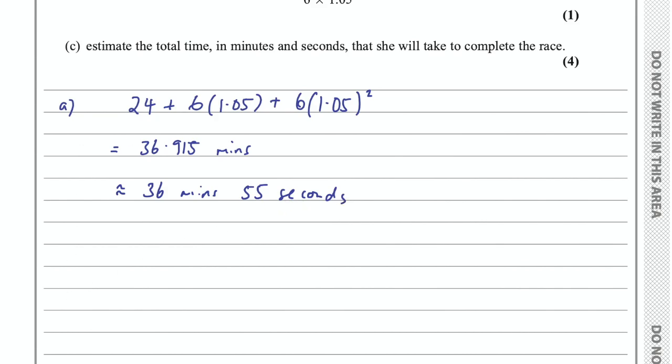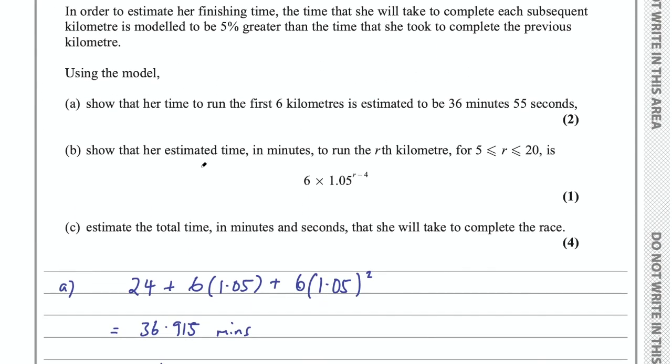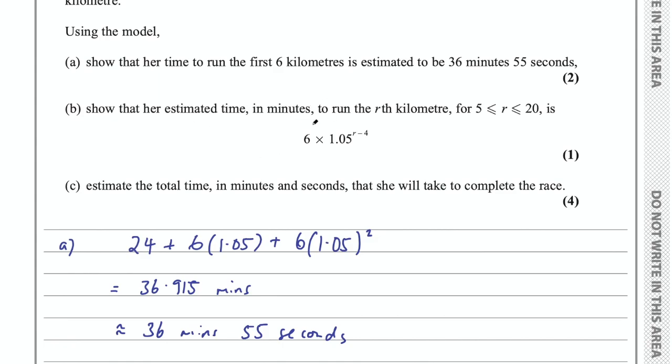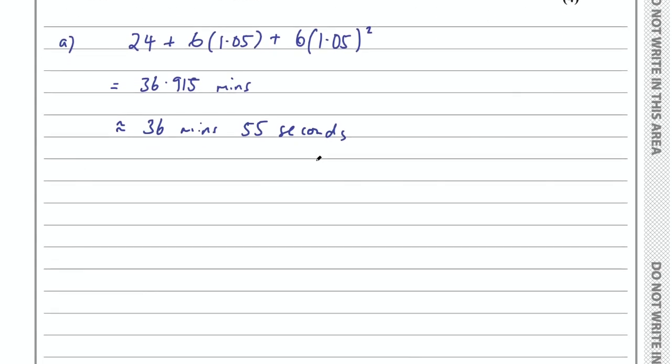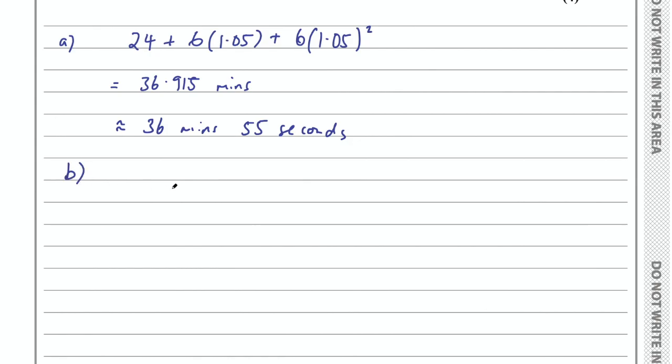Okay, so that was part A. Part B says show that her estimated time in minutes to run the 1/8 kilometer for r between 5 and 20 is 6 times 1.05 to the power of r take 4. For this question, because it's only 1 mark, don't assume that you need some complicated proof. I would suggest writing down the times for each kilometer, or starting with that. So we're looking for the kilometers 5 to 20. So start with the 5th kilometer. How would you express that in an expression such as this? So that would be my thinking on this to start with for B.